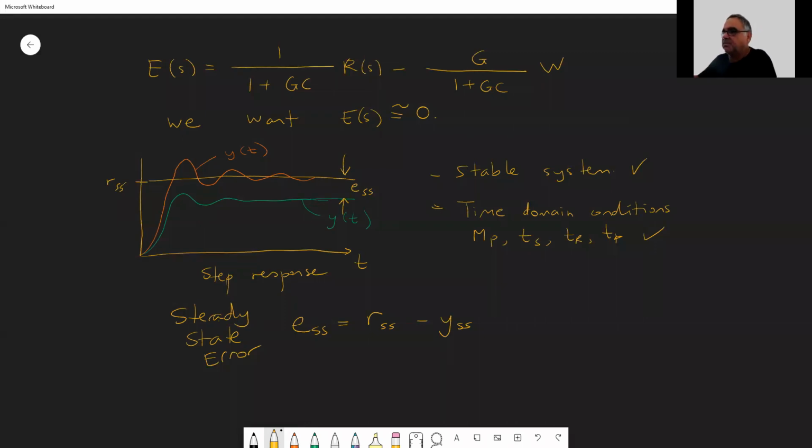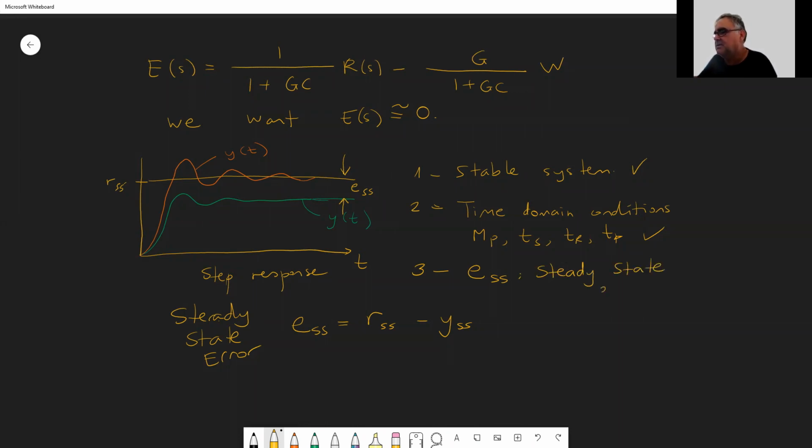But the third thing, these are 1, 2, is what we have studied until now. But the third one, the steady state error, is what we will look at now.